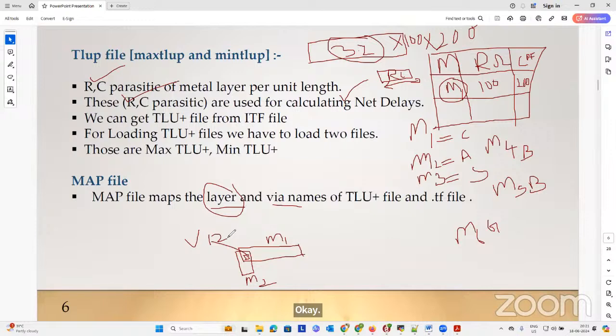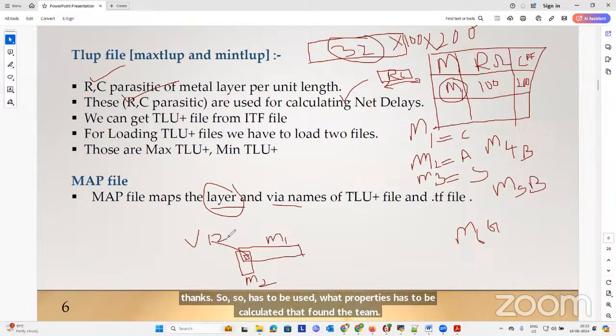Rohit, if all metal layers are of the same type, okay, we can use that, but most of the times they will not use it. Why? Because each and every metal has its own different properties. That is about metal science. So what metal has to be used and what properties have to be calculated, the foundry team will take care of that. We will not use all the same metal layers of similar metal type, Rohit, okay?